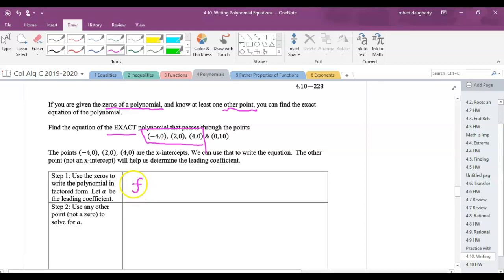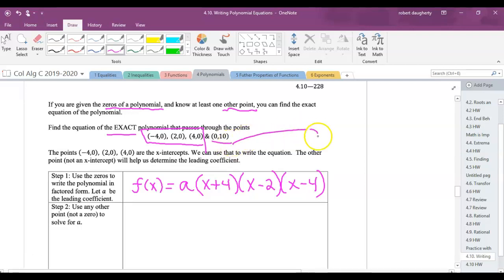So I know what to do with those. I know that I'm looking for a polynomial with some leading coefficient. At this point, I don't know what it is. I've got a leading coefficient, but what are my factors? X plus 4, x minus 2, x minus 4. Those are all factors, because it has to pass through all of those points. Now 0, 10 is not an x-intercept. What is it? Yeah, this one is a y-intercept. So I can't write x minus 10 as a factor. You only do that for your x-intercepts, okay?